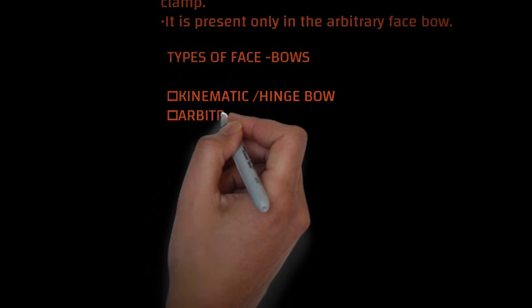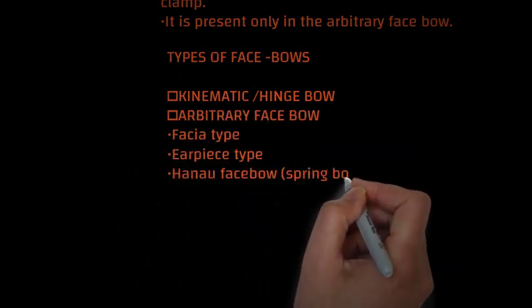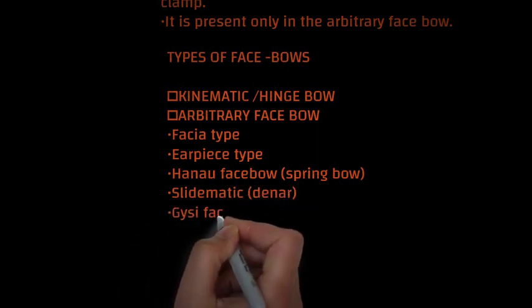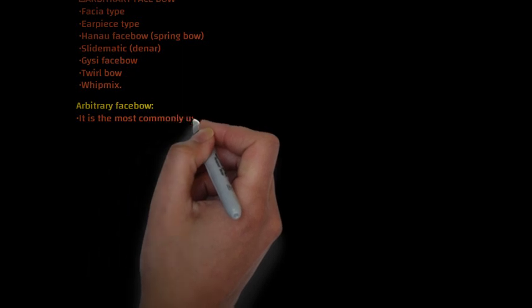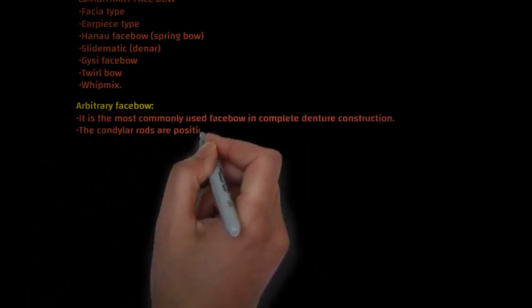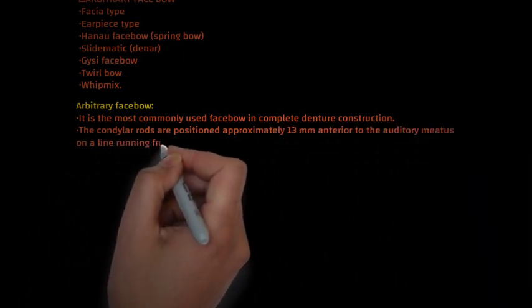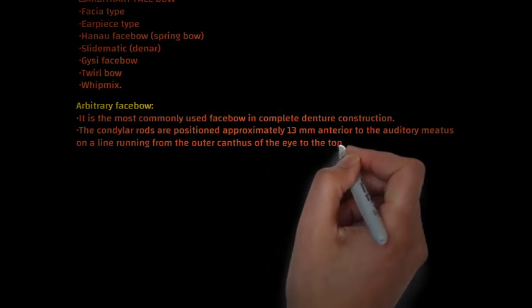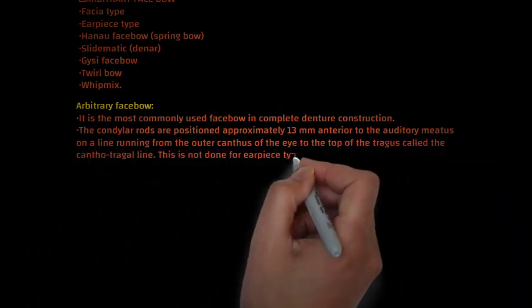Types of face bows: kinematic hinge bow, arbitrary face bow, fascia type, earpiece type, Hanau face bow, spring bow, Slidematic, Denar, Gysi face bow, twirl bow, Whip Mix. The arbitrary face bow is the most commonly used face bow in complete denture construction. The condylar rods are positioned approximately 13 mm anterior to the auditory meatus on a line running from the outer canthus of the eye to the top of the tragus, called the canthotragal line.